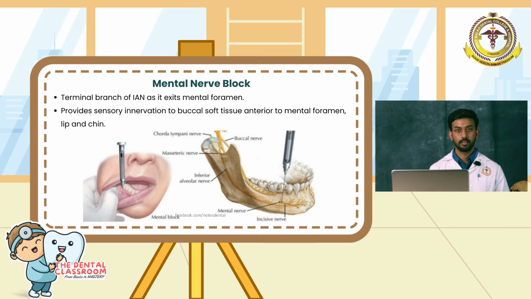Moving on to the next nerve block technique, which is the mental nerve block. As we know, the mental nerve is a branch of our mandibular nerve, and it is a continuation of the inferior alveolar nerve at the mental foramen. It is a terminal branch of the inferior alveolar nerve as it exits from the mental foramen, providing sensory innervation to buccal soft tissue anterior to the mental foramen and to the skin of the lip and chin.